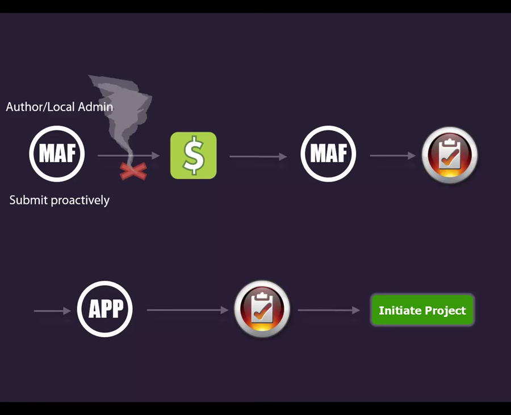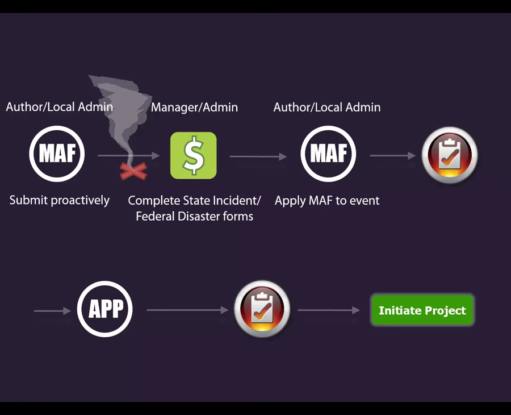Then, once a disaster is experienced, the designated manager at the state level will be responsible for creating and entering the incident information for both the state and federal levels in the funding module. Once the disaster declaration has been entered, the applicant will apply the MAF to the disaster event, then submit the application for review and selection by the state.